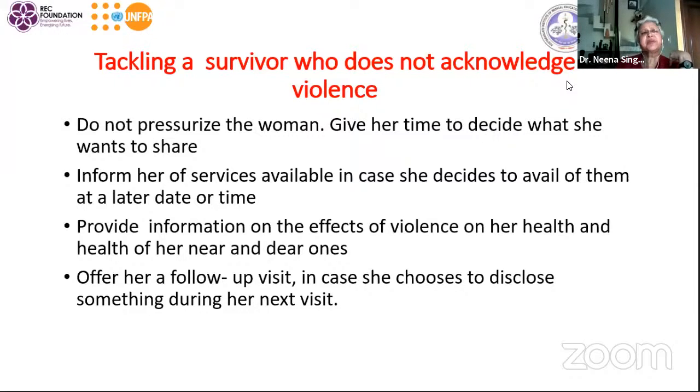In my experience, many a times I have come across patients who come with injuries, and initially they will make some excuse or the other. And then later on, they will refuse to file a case. But then later on, after 1 or 2 days, they'll come again and file a rape case. So this is a very common feature.